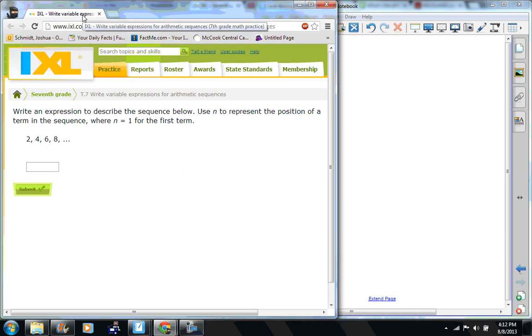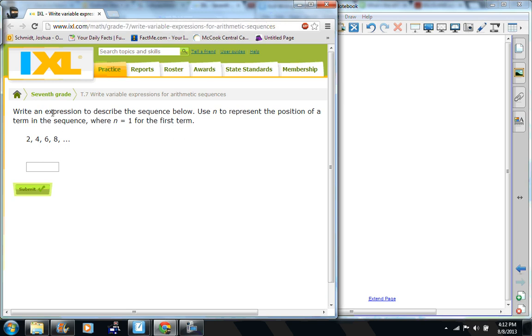So this is section 9, the last section before a quiz and a test, and actually the end of the first semester of 7th grade math. So what we are working on sounds a lot more difficult than it is, but the truth is that we have already done this before.